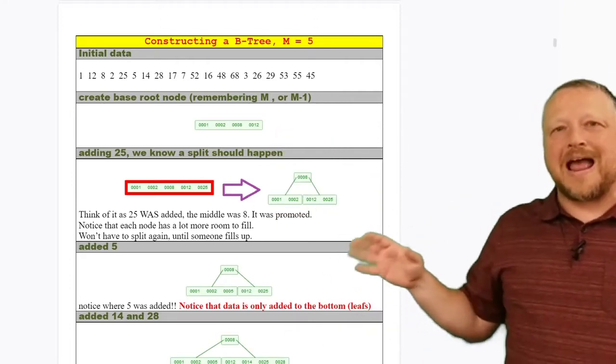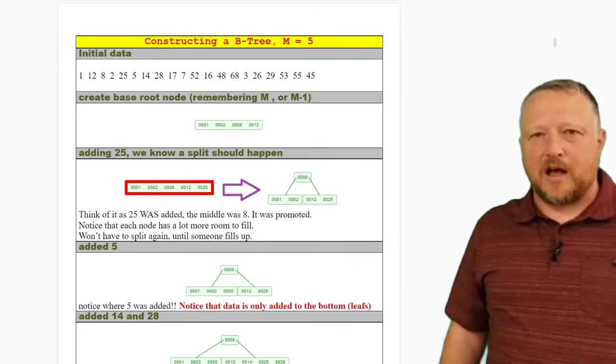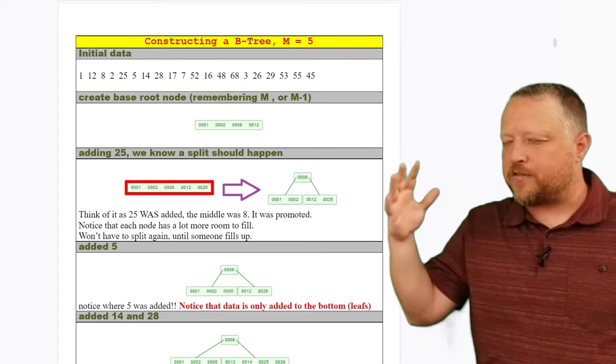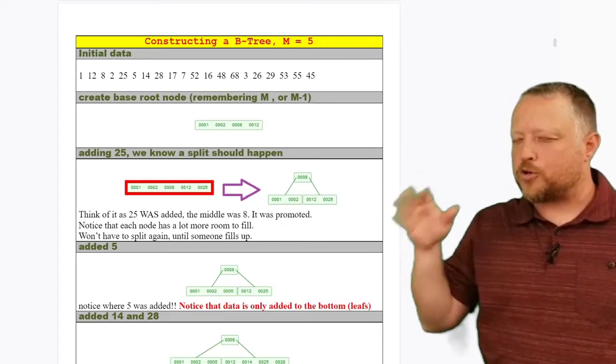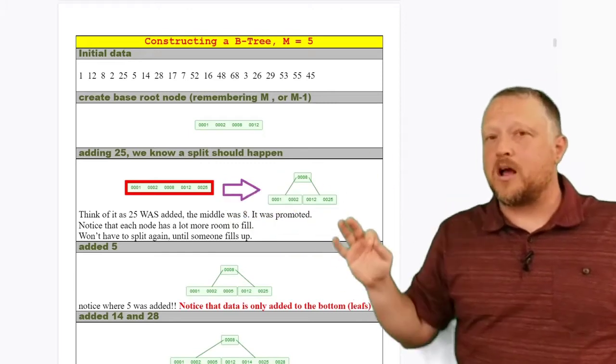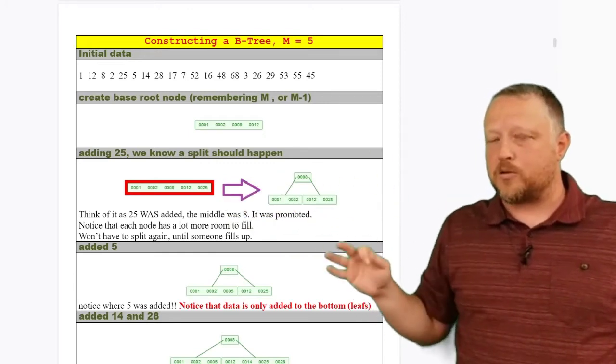So as soon as I add my next number, which is 25, temporarily, even though I know it's going to be the 5th node and I'm going to have to do a promotion, I go ahead and put the 25 into place only because I need to know what the middle is going to be.